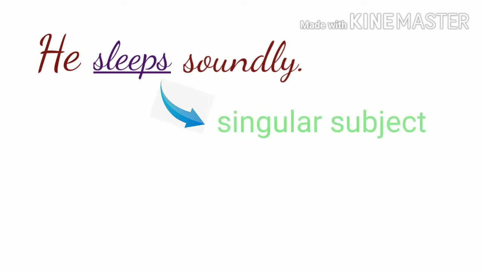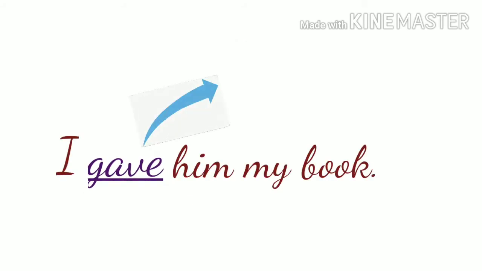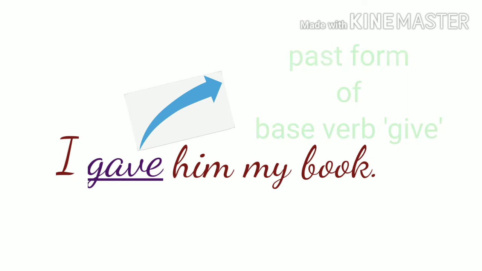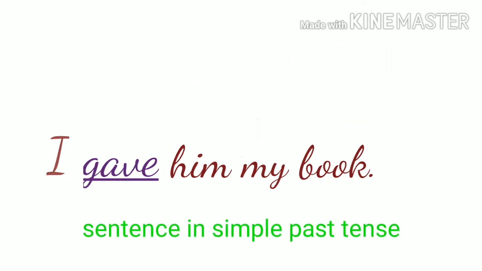Now, what happens in the first sentence? He sleeps soundly. The verb sleeps has an S added in the end, which suggests that the subject is singular. Also, the verb in the form sleeps suggests that the tense is simple present tense. I gave him my book. The word gave is the past form of the base verb give. So we understand that the sentence is in simple past tense.